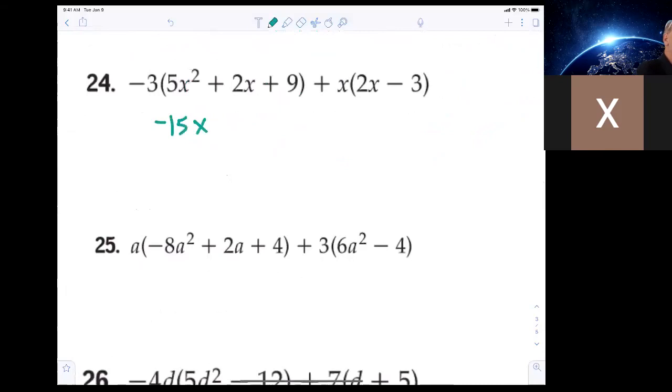x to the 2nd plus minus 6 x minus 27 plus 2x squared minus 3x. Good job. Okay, now combine terms.